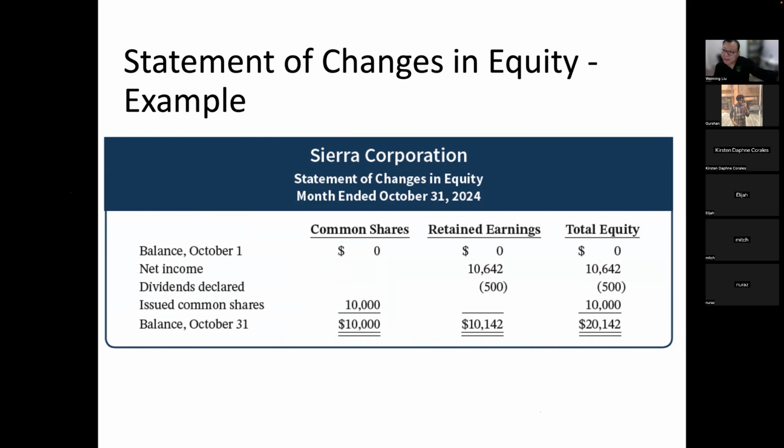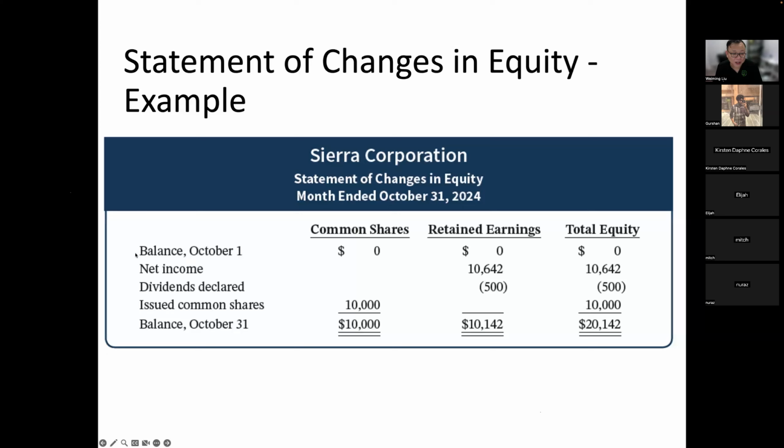So what is the beginning of this period? The beginning of this period will be October 1st, 2024. What is the ending of this period? That will be October 31st, 2024. So the period is 31 days. Here we can take a look at the balance as of the beginning, October 1st: common shares 0, retained earnings 0, total equity 0.